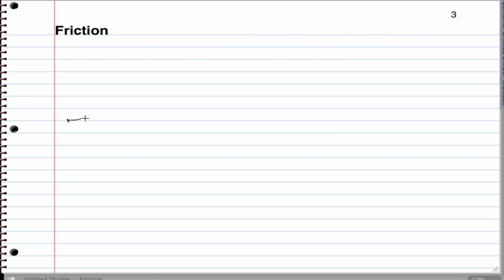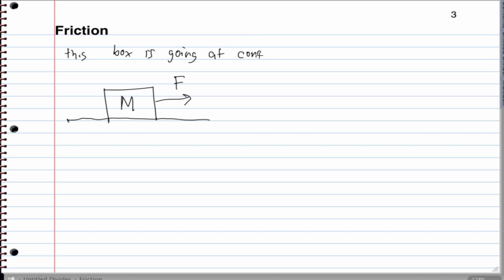So here's the situation. We have a box on a surface, and we're pulling it with a force F, and it's got mass M. Now we're going to add something to this situation. We're going to say that this box is going at constant velocity.